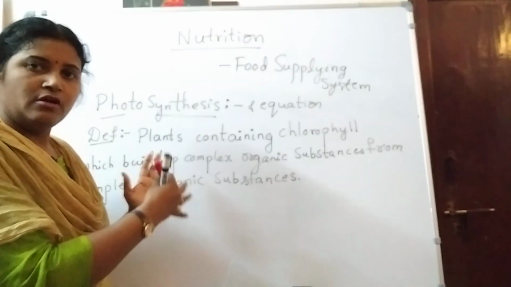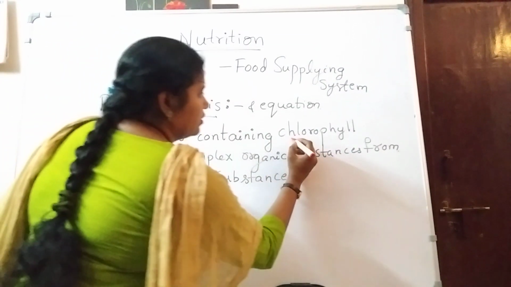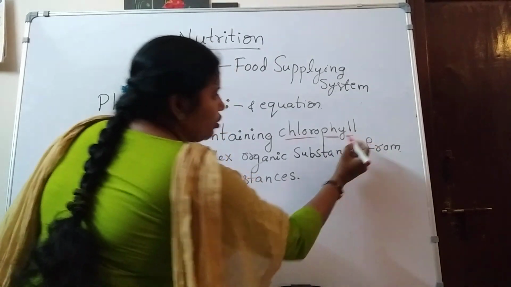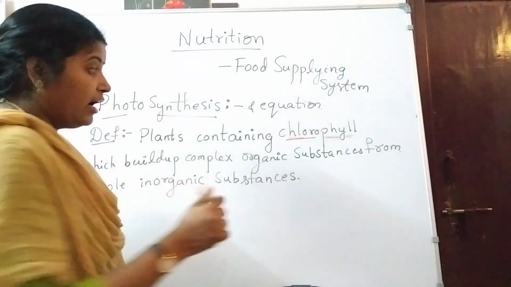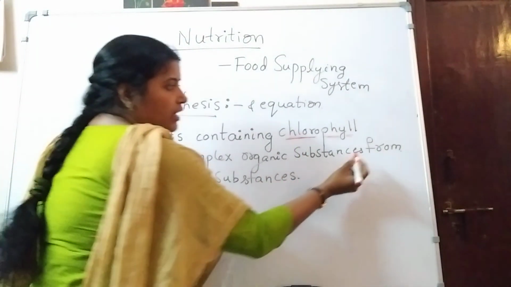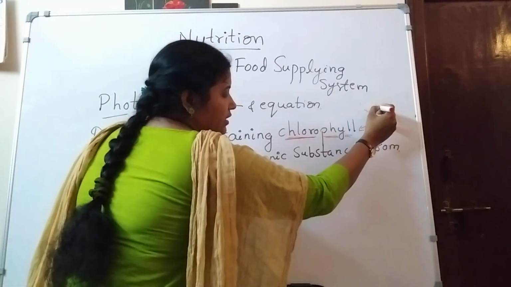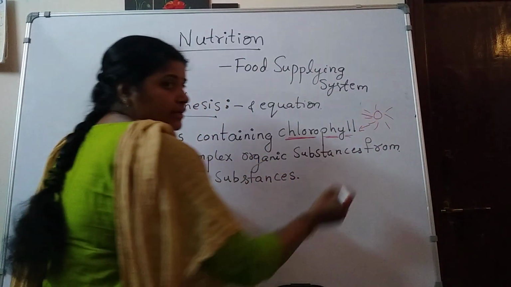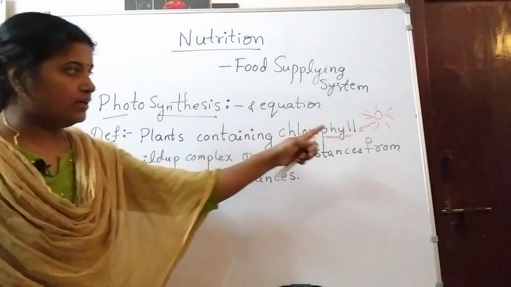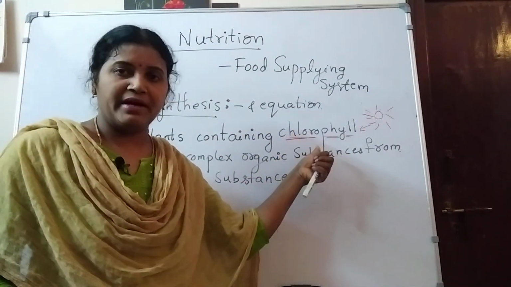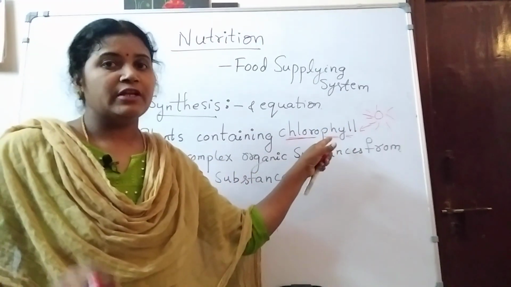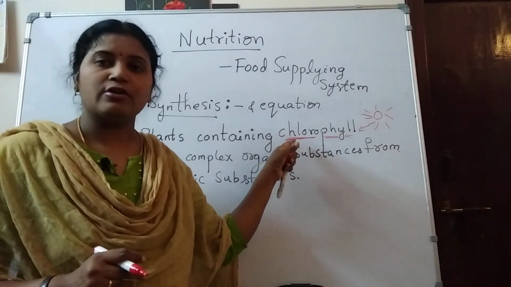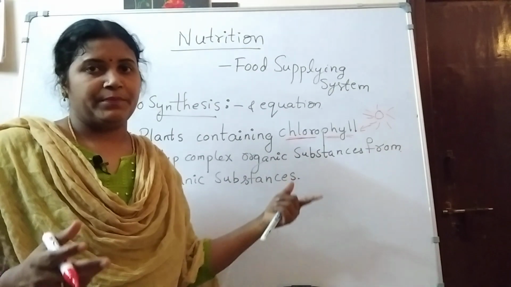So in detail, first you need to understand the definition. What is this definition? So plants containing chlorophyll. Chlorophyll is present only in plants. And what is the speciality of chlorophyll? It absorbs sunlight, it absorbs solar energy. Only chlorophyll is the pigment which is responsible for absorption of sunlight. That's why without chlorophyll a plant is not able to prepare the food material. Only chlorophyll containing plants can prepare the food material.